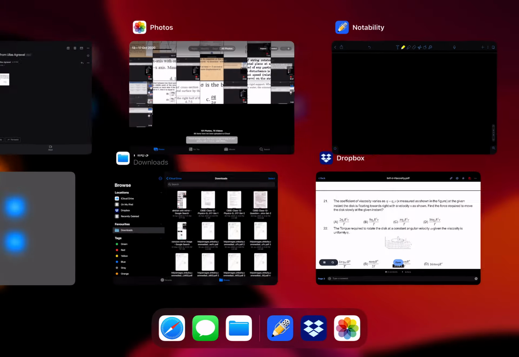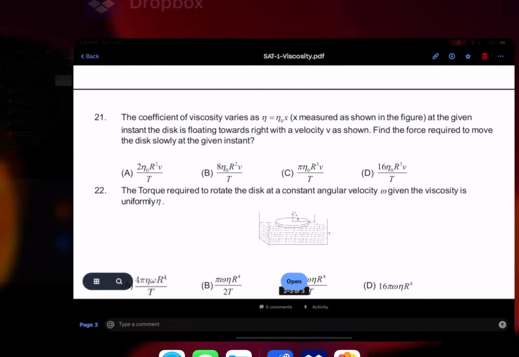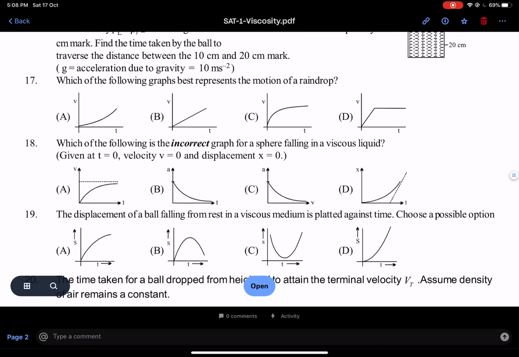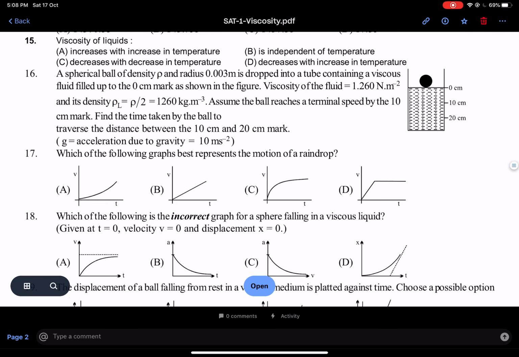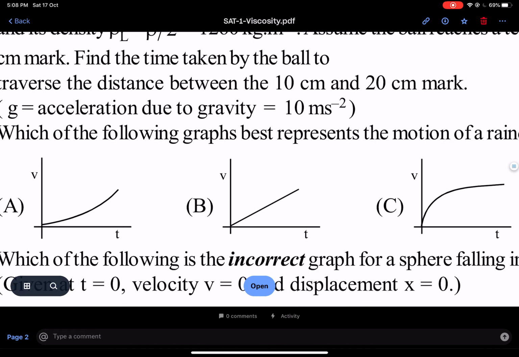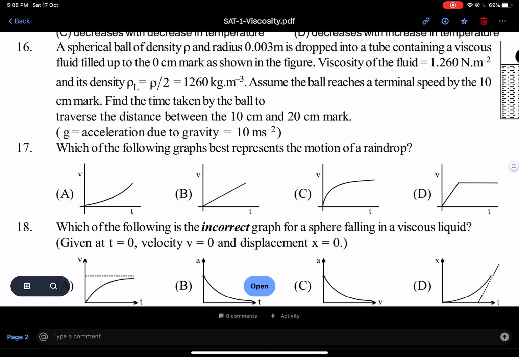As far as the questions given in the viscosity topic are concerned, those questions can be attempted even without this mathematics. Which of the following graphs best represents the motion of the raindrop, velocity versus time? We know that velocity is increasing, but the rate at which velocity is increasing is decreasing. As I have already explained in the class, as time progresses the drag force increases, and a time comes when the driving force and drag force become the same.